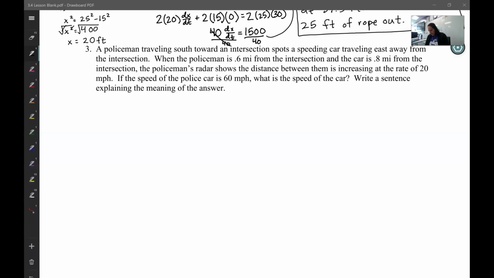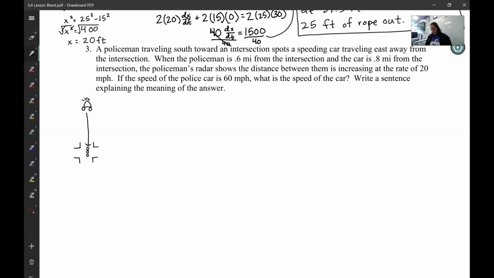So let's say we have a police car here, police car. He is traveling south towards an intersection right here. Here's my intersection. There we go, intersection.